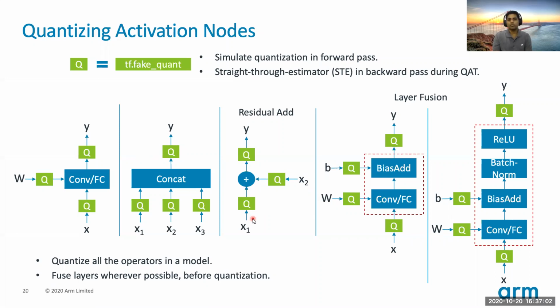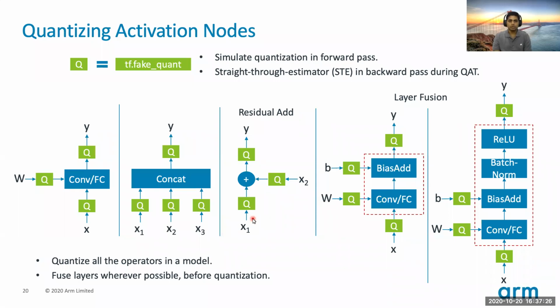What this fake quant node does is, in the forward pass, it simulates the quantization, whereas in the backward pass, or in the training phase, it basically acts as a pass through, or it passes the gradients back as is. It is called a straight through estimator. This is really needed when we are doing fine tuning during quantization aware training.